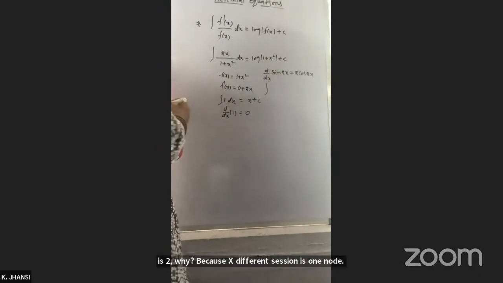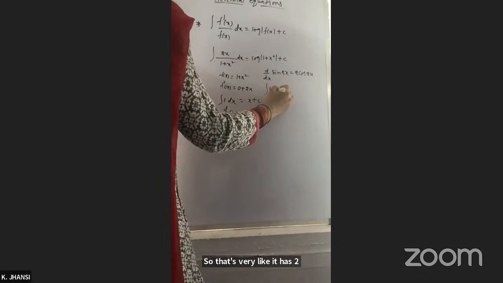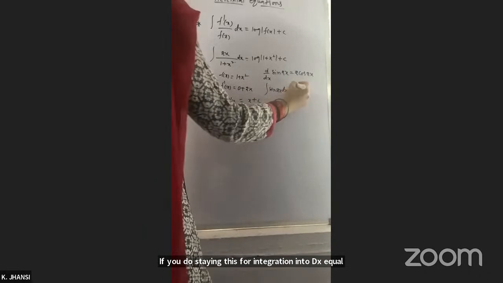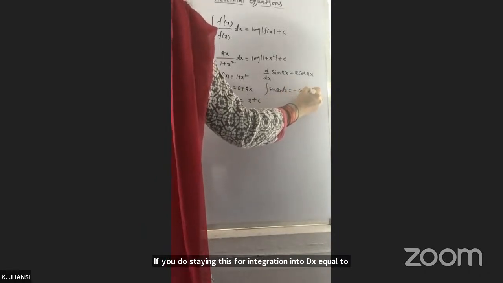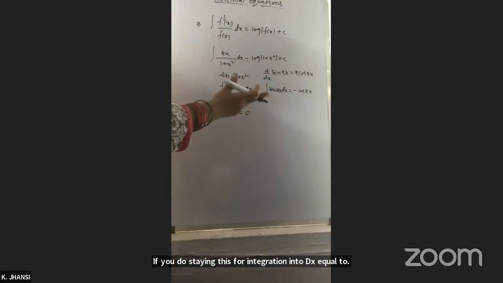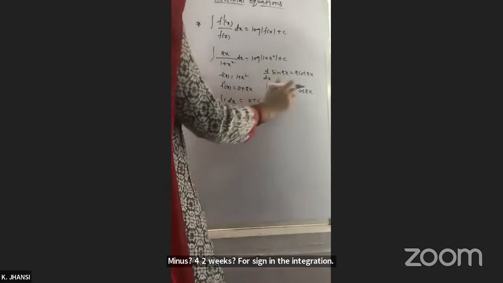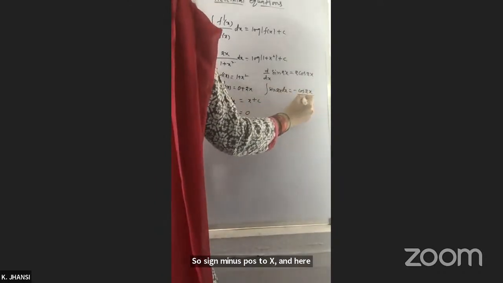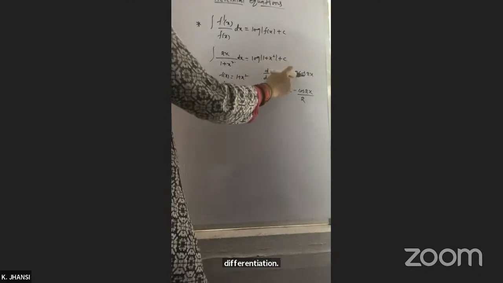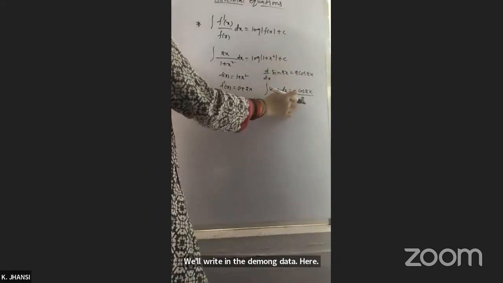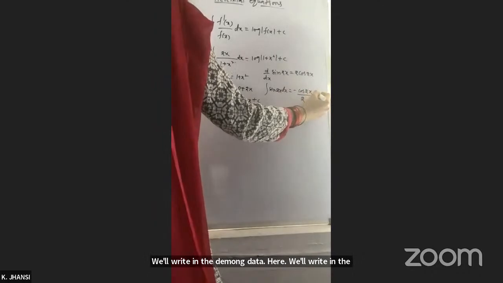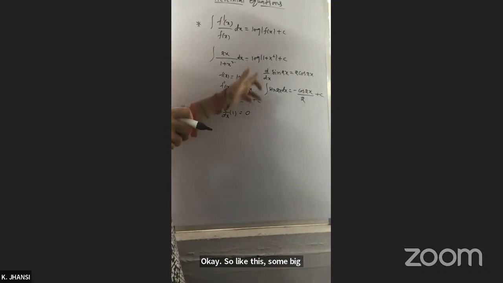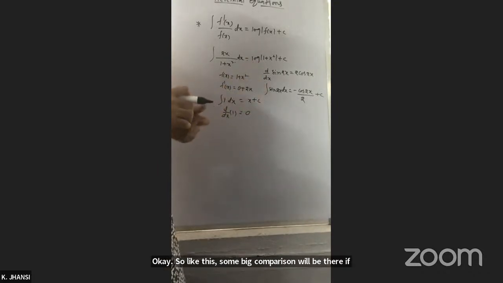In the similar way, if you do the same for integration, sin 2x into dx is equals to, sin integration is minus cos 2x. Okay. For sin in the integration, you will get the minus. So minus cos 2x, and here 2x is there, no? 2x differentiation we'll write in the denominator. Here we'll write in the numerator as a quotient. Here we'll write it as a denominator plus c. Okay. So like this, some comparison will be there between the different formulas of differentiation and also integration.